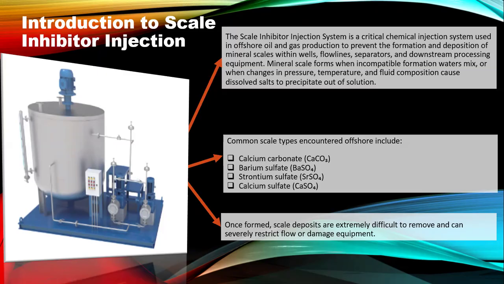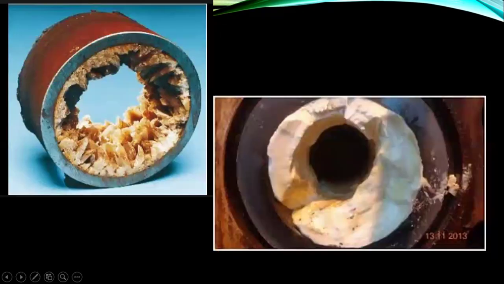So common scale types include your calcium carbonate, you have your barium sulfate, you have your strontium sulfate, and then you have your calcium sulfate. Now, once this is formed, scale deposits are extremely difficult to remove and can severely restrict flow or damage your equipment. So this is an example of your scales inside the pipe.